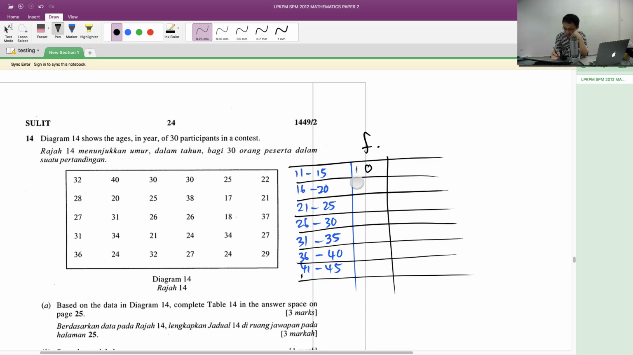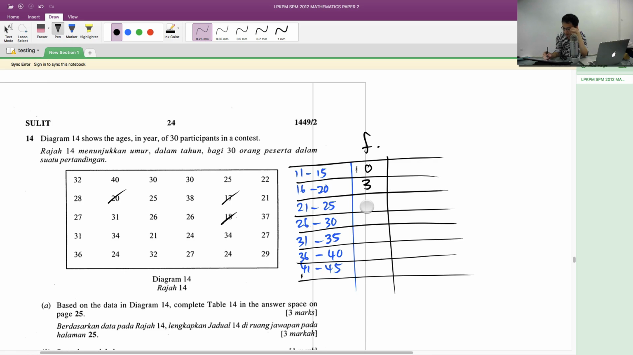16 to 20. 16 to 21. 2. Yep, it's 2 here. Oops, just now I missed an 18 here. Sorry. So it's not 2, it should be 3. Yeah, so it should be 3 here. Okay, it should be 3.